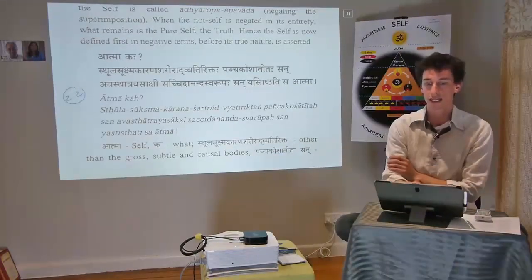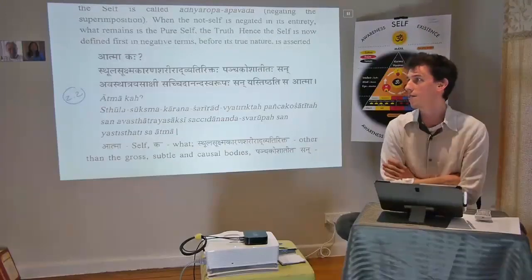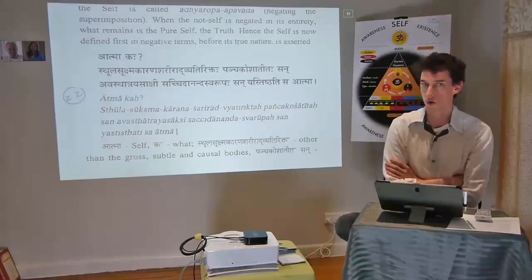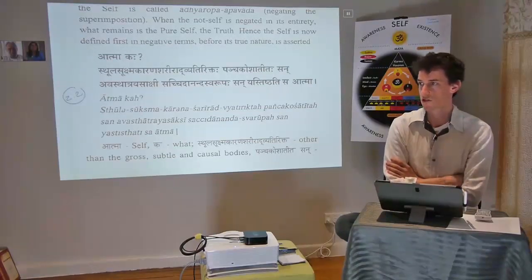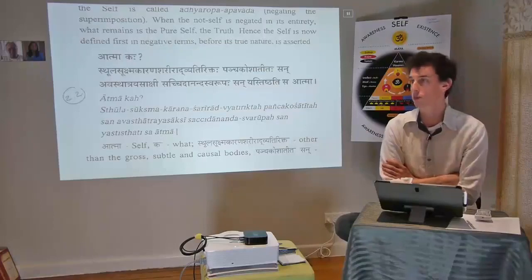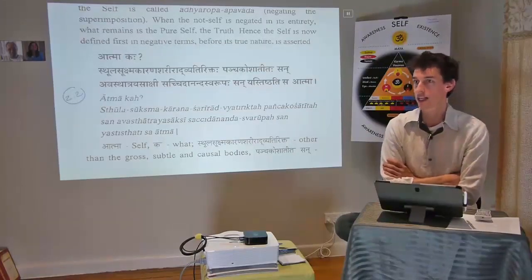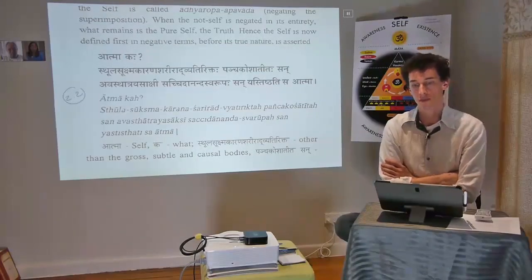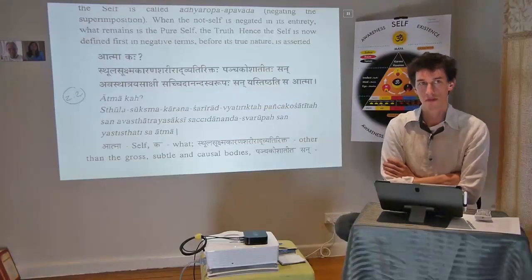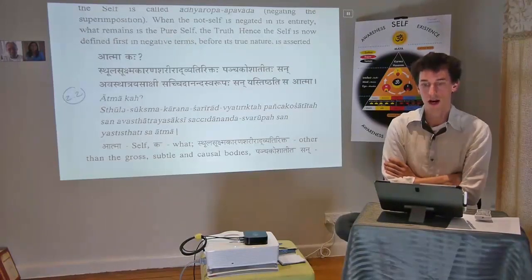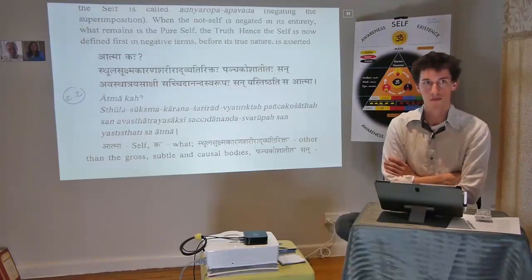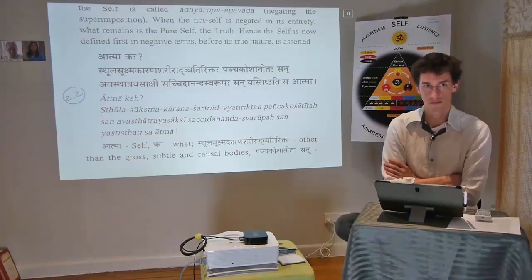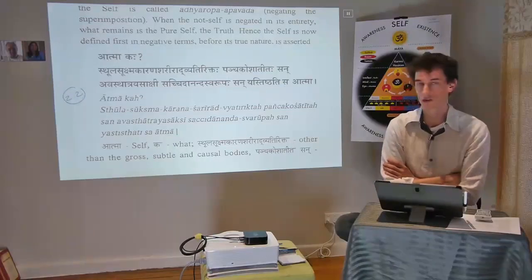The second one is manomaya, M-A-N-O-M-A-Y-A. Underneath sukshma. So pranamaya is underneath sukshma. We've got Annamaya underneath sthula. Pranamaya is underneath sukshma, and manomaya is underneath sukshma.